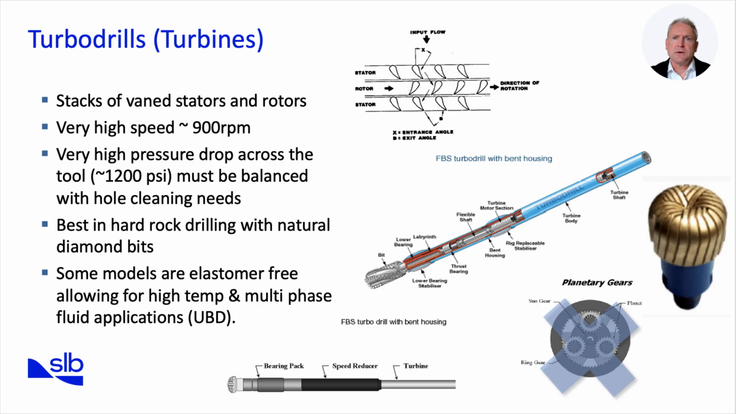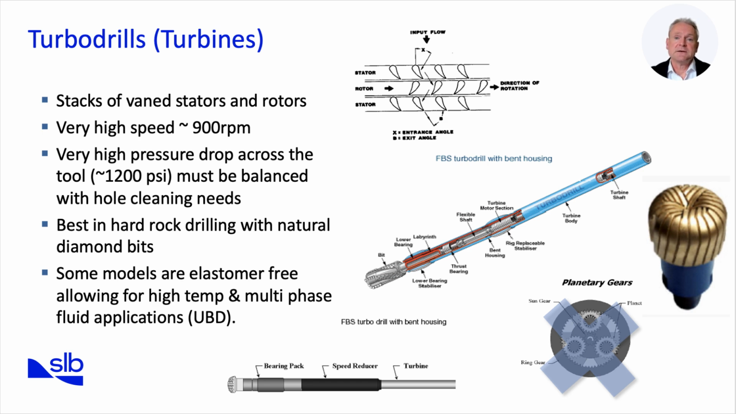Turbo drills, or turbine motors, use stacks of vaned rotors and stators to convert hydraulic energy directly into bit rotation. They operate at very high speeds, often up to 900 RPM, making them especially effective in hard, abrasive formations when paired with natural diamond bits. The downside is their high pressure drop, around 1200 psi across the tool, which must be carefully balanced with hole cleaning requirements.